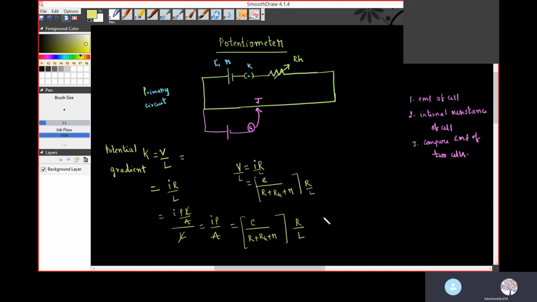Now V is equal to KL. V is equal to KL from here. What is K? K is the potential gradient.